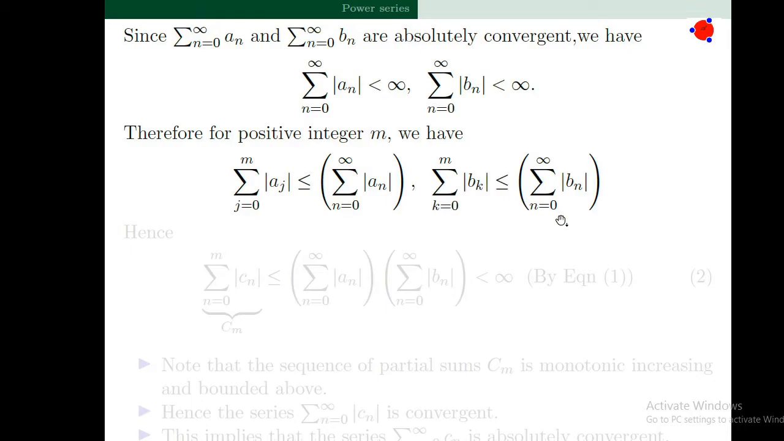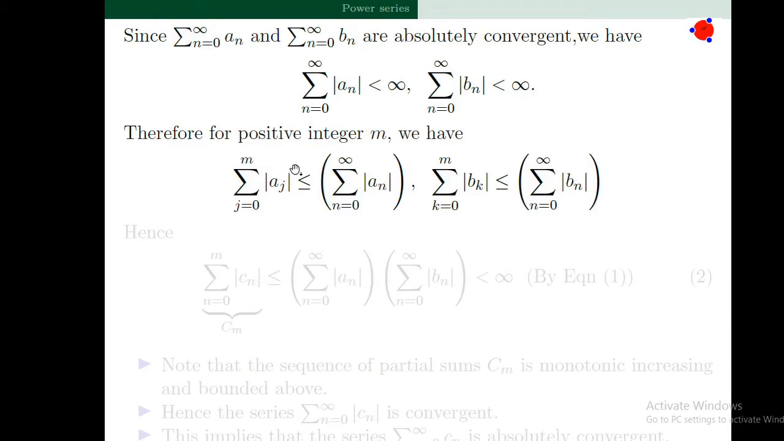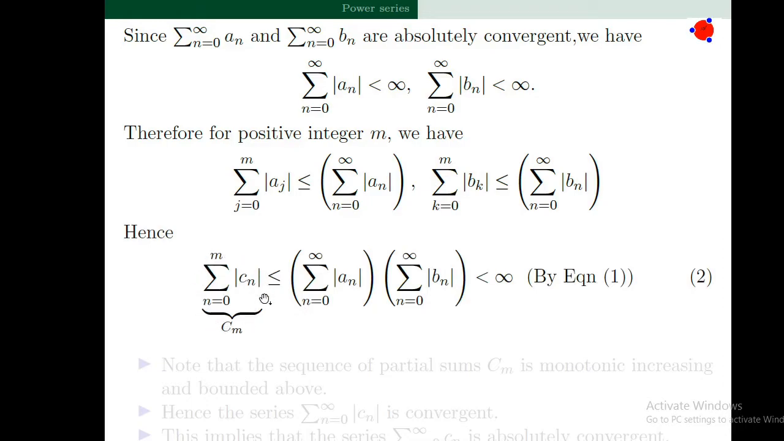Then look at equation number 1. Here, equation number 1 is the m plus 1 th partial sum of the series modulus of sigma cn, and this is less than or equal to the summation j equal to 0 to m of modulus of aj into the summation k equal to 0 to m of modulus of bk. But each term is less than or equal to this. The first term is less than or equal to this, and the second term is also less than or equal to this. Hence, the m plus 1 th partial sum of the series sigma cn is less than or equal to the summation n equal to 0 to infinity of modulus of an into the summation n equal to 0 to infinity of modulus of bn.